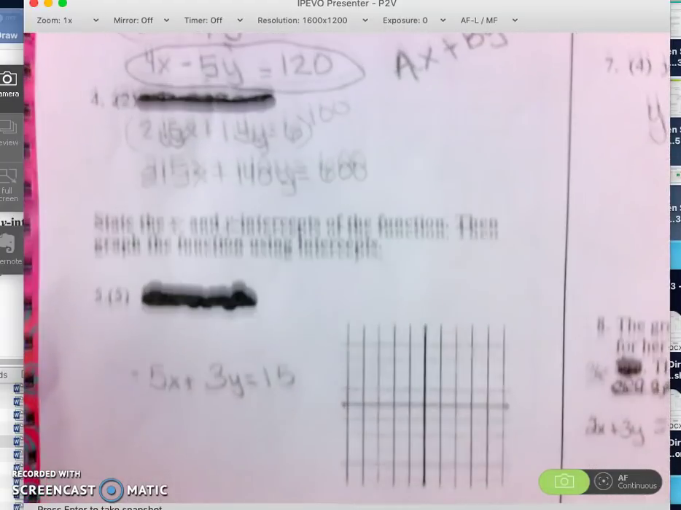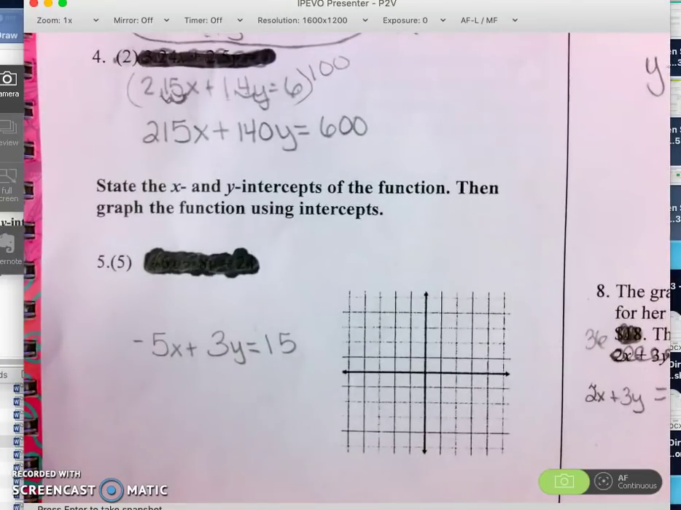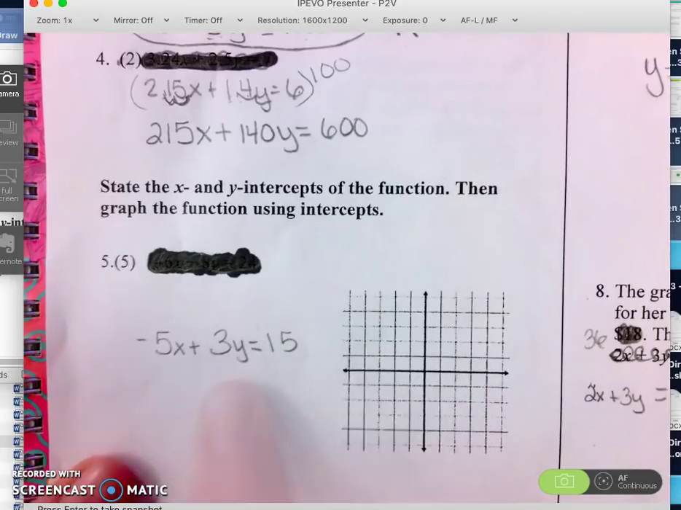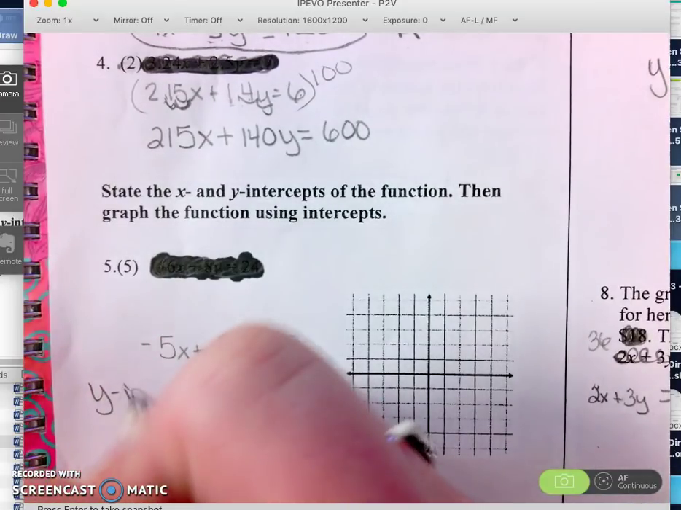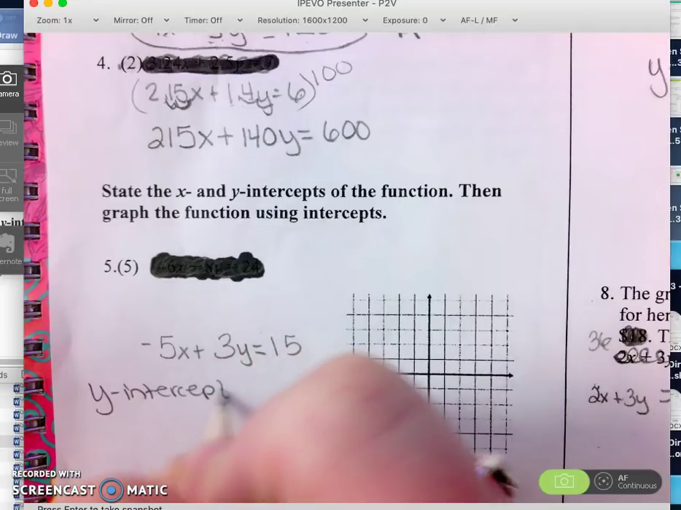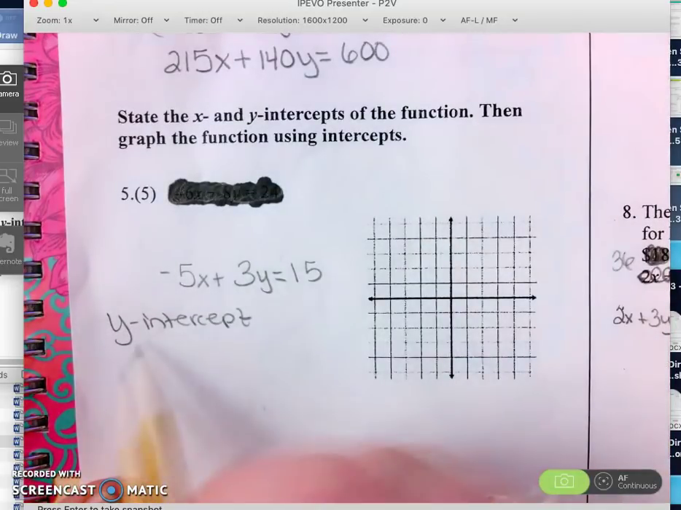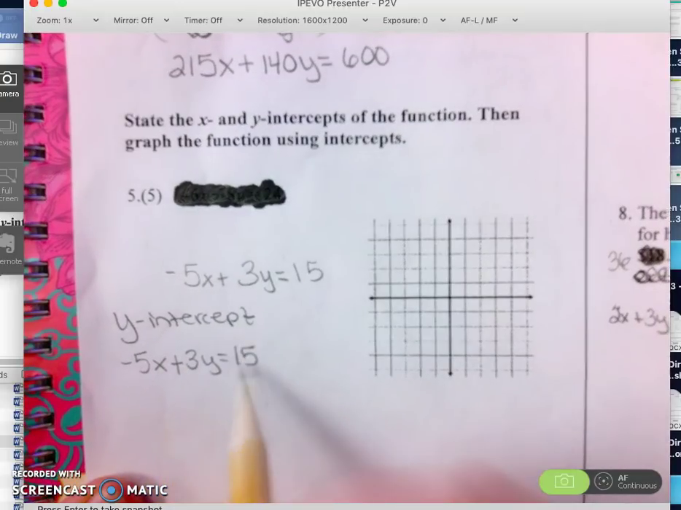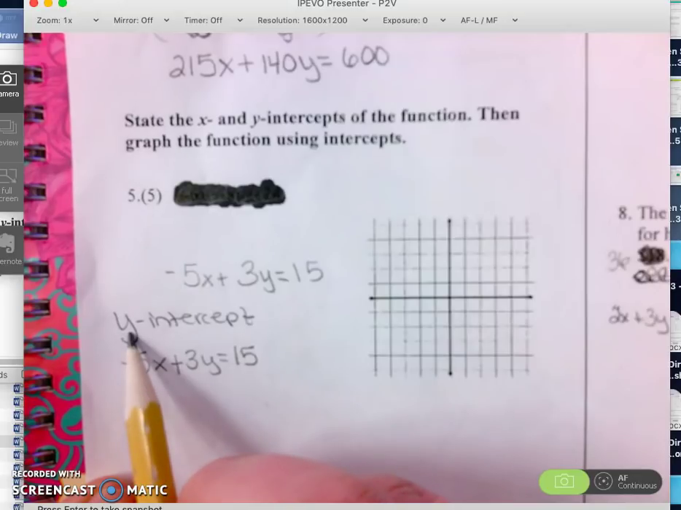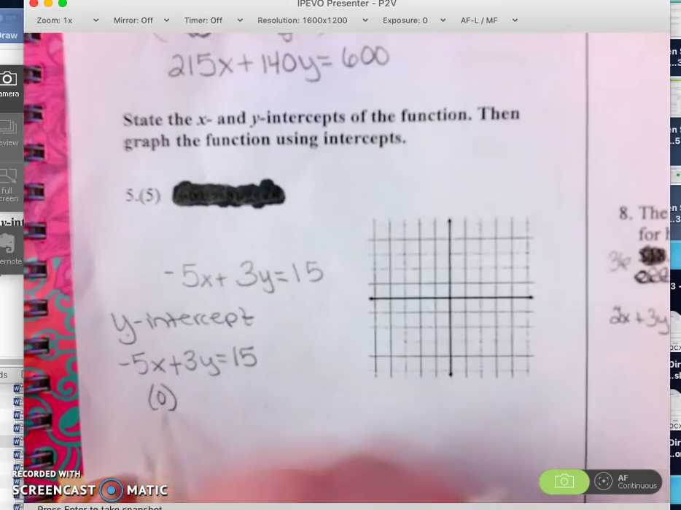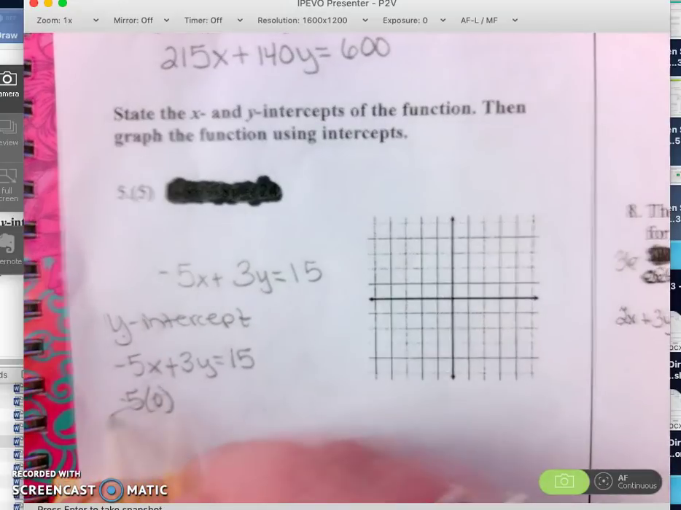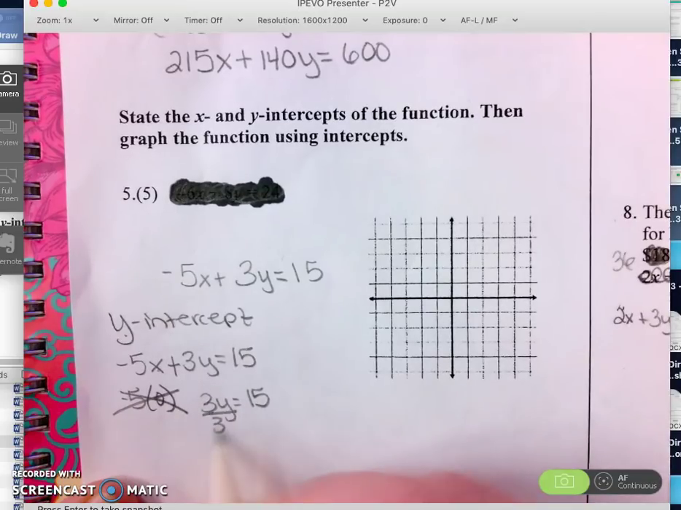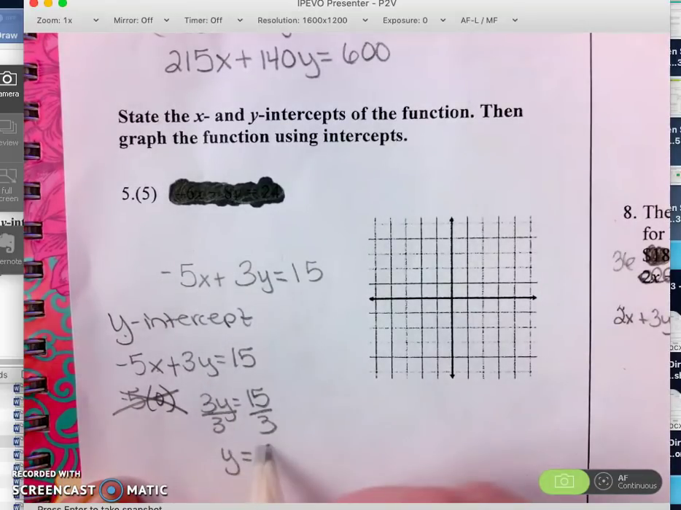All right, the next one, we're going to state the x and the y intercepts, and then we're going to graph the function using those intercepts. So in this equation, I can first find the y-intercept, and I need to rewrite my equation. Equals 15, and then to find the y-intercept, I replace the x with 0. That means anything multiplied by 0 goes away. So all I have is 3y equals 15. Divide by 3, y equals 5.